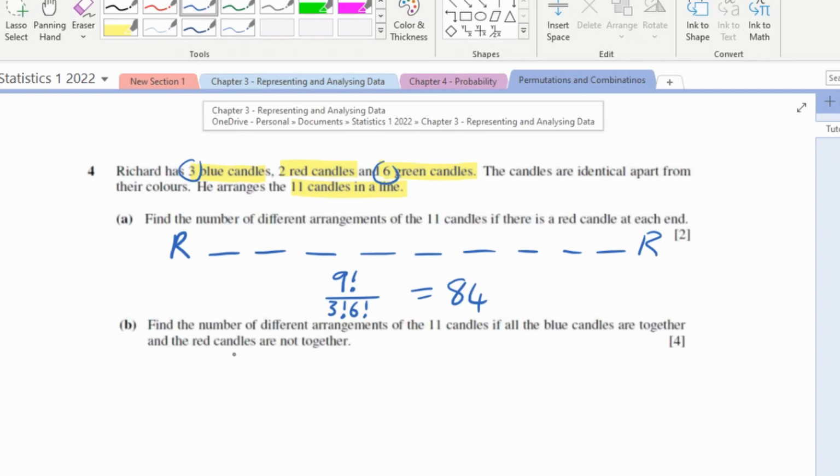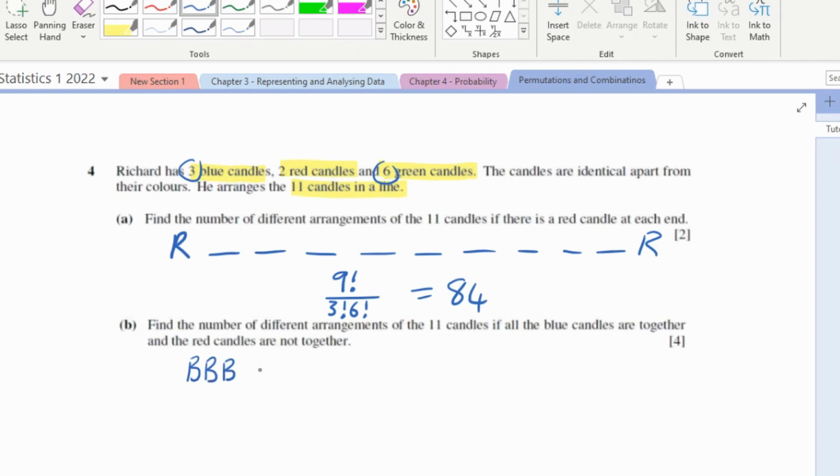Okay. The next one, find the number of different arrangements of the 11 candles if all blue candles are together and the red candles are not together. So sometimes you have to do these the opposite of what you're thinking or what you're trying to get. So this is what I'm going to do. How many greens have we got? This is 6. So I'm going to think of it like this.